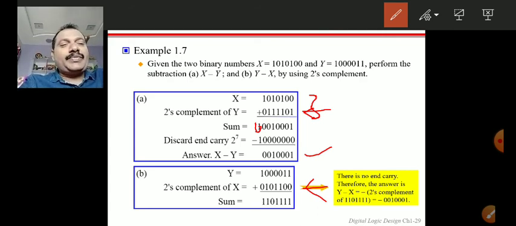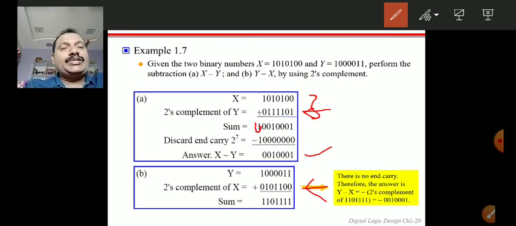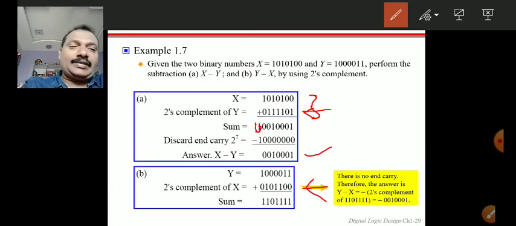1 plus 0 is 1, 1 plus 0 is 1, 0 plus 1 is 1, 0 plus 1 is 1, and 0 plus 0 is 0, 0 plus 1 is 1, 1 plus 0 is 1. There is no carry generated, so you need not worry about that.